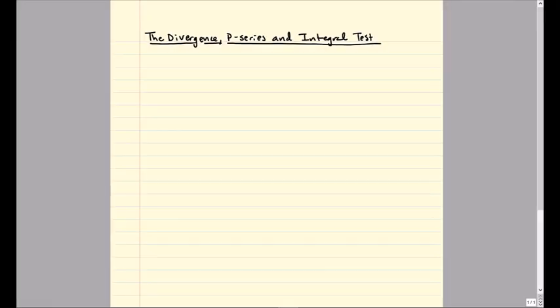We're going to be looking at some more series tests to determine whether they converge or diverge. So we're looking at the divergence test, the p-series test, and the integral test in this section. So let's go ahead and start with the divergence test.